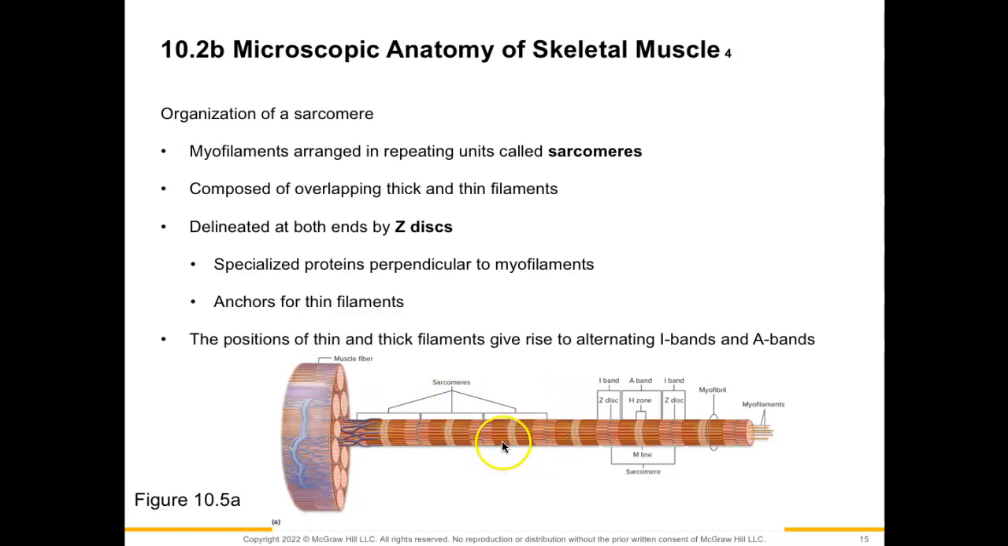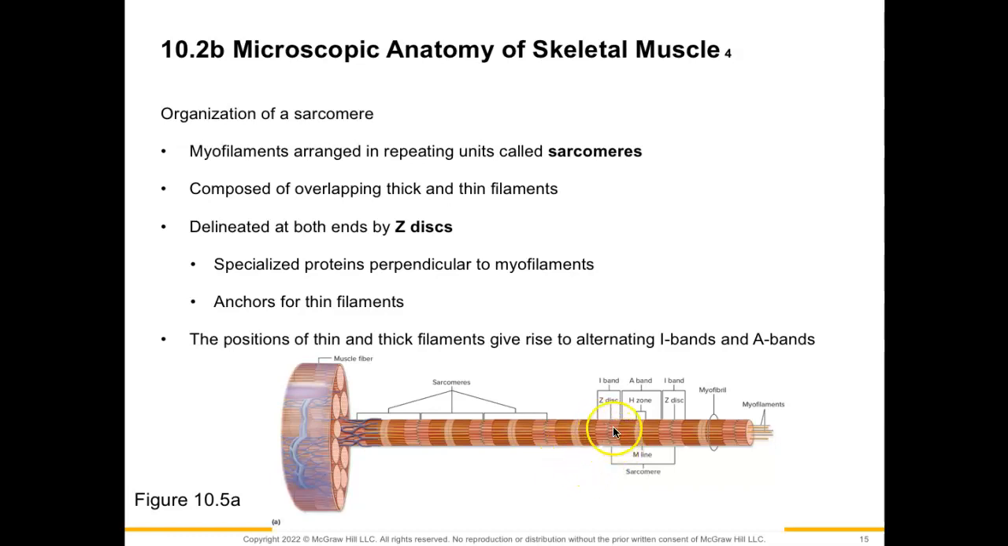And in here we can also see our myosin filaments and also those actin filaments. A little bit harder to differentiate them in here, but we will look at a magnified view of this. These Z-discs, let's come back to those. And I'm actually going to start referencing this area in here because it is going to label all the different parts of a sarcomere for us. These Z-discs are specialized proteins, and we're going to find that it is perpendicular to those myofilaments that are parallel to one another. It also is going to help to anchor our thin filaments. And the positions of these thick and thin filaments are going to give rise to alternating I bands and A bands, which we'll talk about on the next slide.